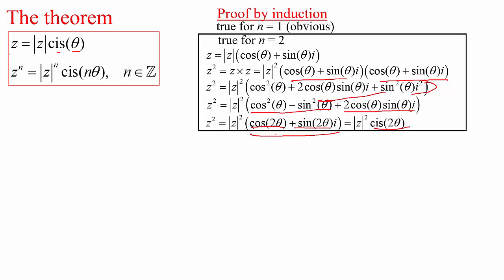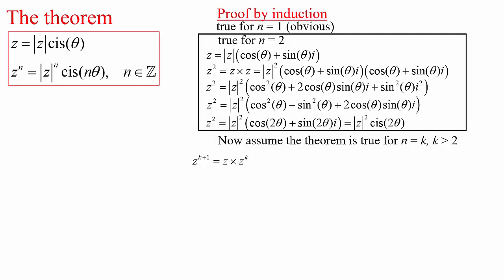Now to generalize the proof, that means to show that it's true for all values of n, we assume that it's going to be true for some value k, some integer k, where k is greater than 2, because we've already shown that k equals 1 and k equals 2 is true. So we can write z to the power of k plus 1 is the same as z times z to the power of k, and replacing z and z to the power of k in cis form, this is what we have. And we can do that here because we've assumed that it's true for n equals k.